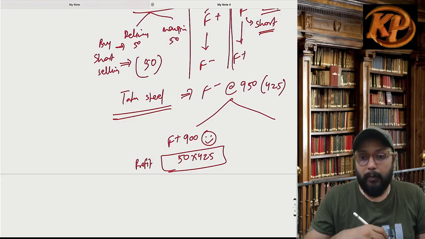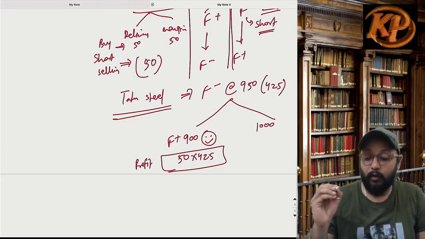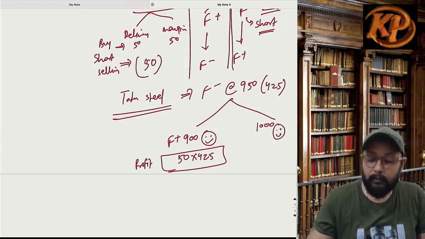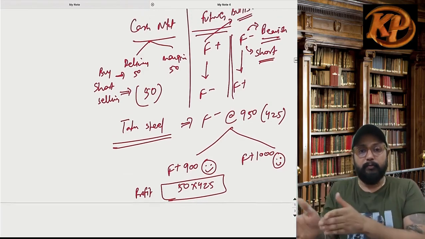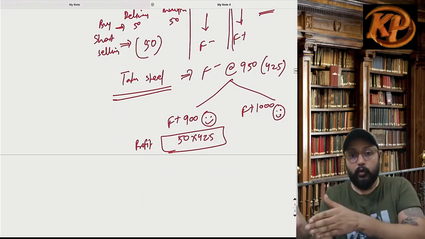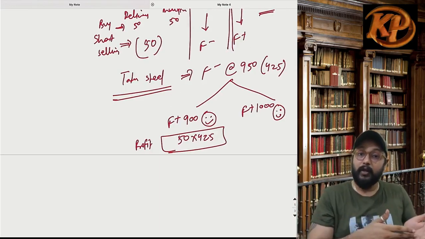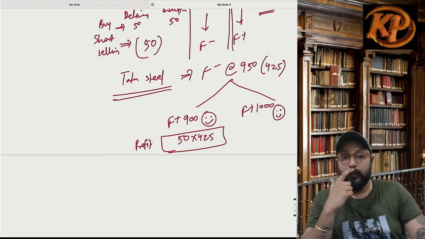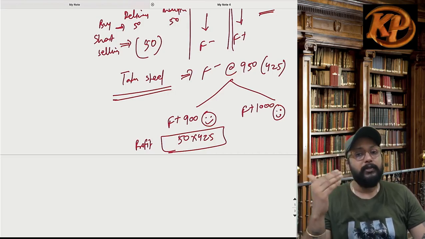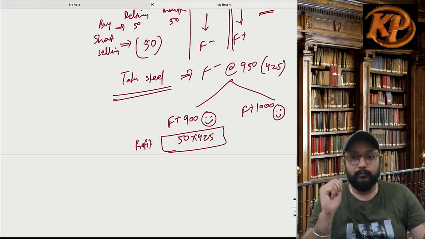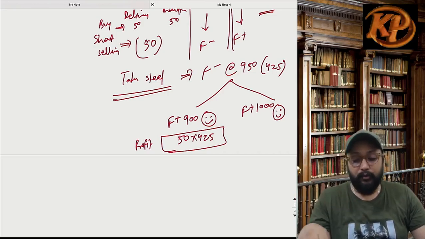Now the other case. You thought results will be bad, but on the contrary, results turned out to be good and the price goes up to 1000 rupees. Now what will happen? You will be sad because in order to square off, you will have to take F plus. If you took F minus, you will have to take F plus. If you took F plus first, then you will have to take F minus. You know this part. Tata Steel came up with very good numbers and the price of the stock went up to 1000 rupees. Now for 1000, you will have to take F plus.